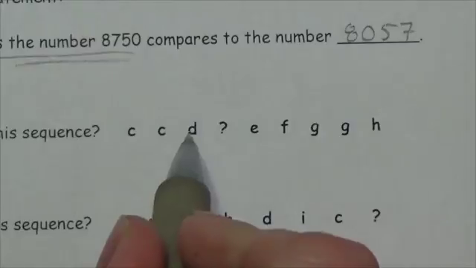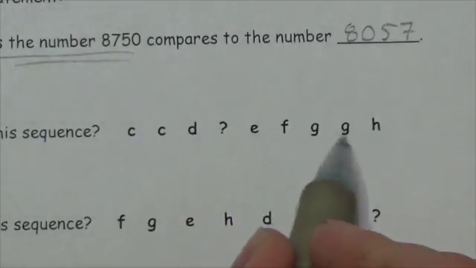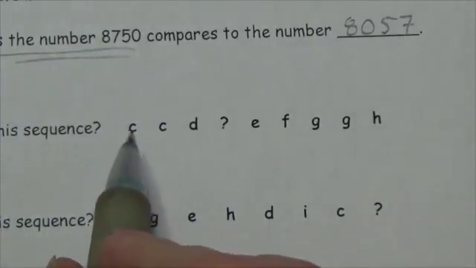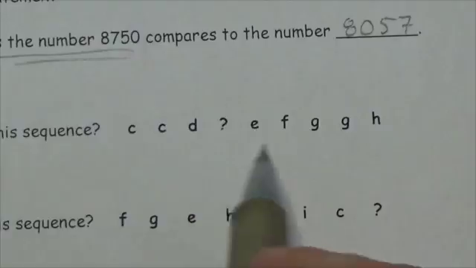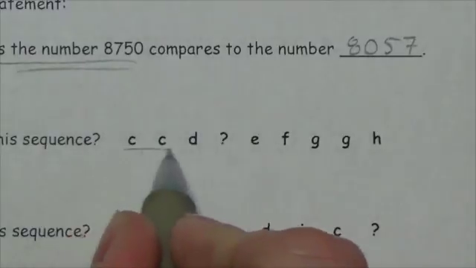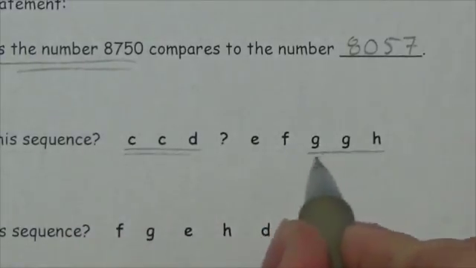Let's just take a look at this. C, C, D, blank, E, F, G, G, H. Now, I suspect that I'm not supposed to be attributing any kind of meaning to these letters in terms of representing words, because you often see sequences like that where the letters themselves are referring to a sequence of words that we're really familiar with. In this case, it looks like I'm supposed to focus on this pattern right here because I see it again here.